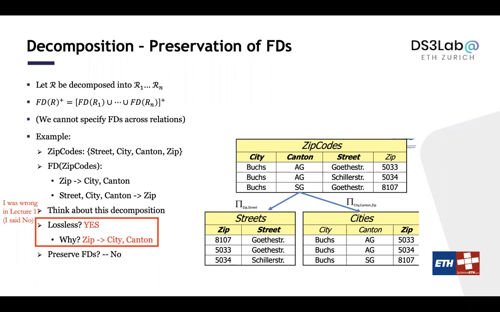Sorry about that. Now, does this preserve functional dependencies? In this case, no. Why? Because there's no way you can recover the functional dependency from street, city, canton to zip code, given the functional dependencies over these two smaller relations. So in this case, it doesn't preserve the functional dependencies.